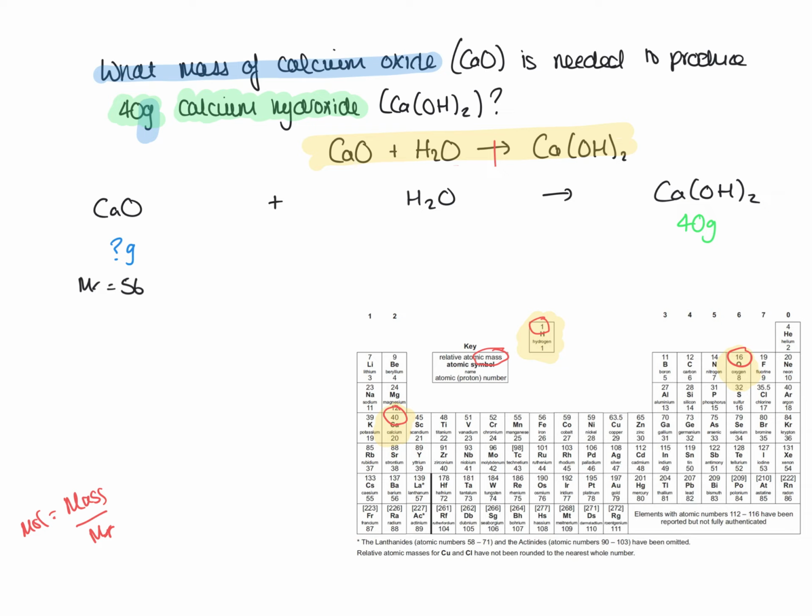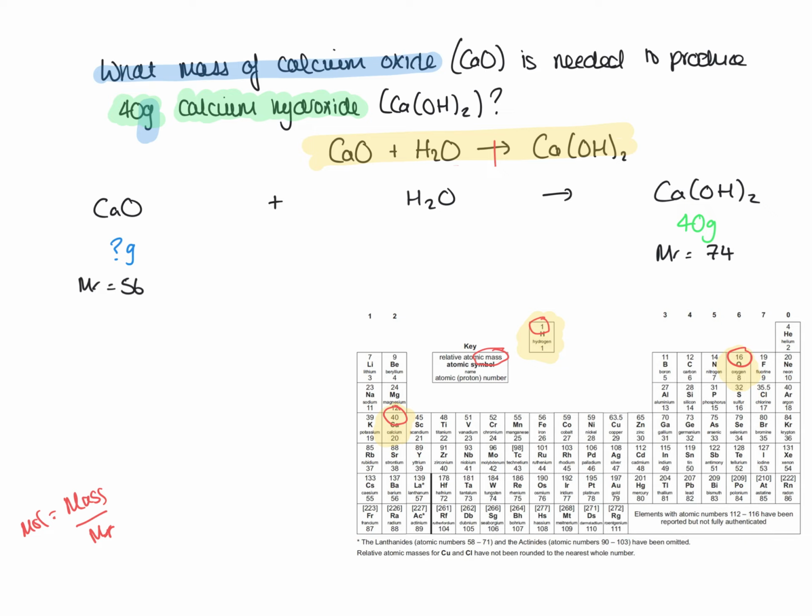Doing the same process over on the right-hand side, I've got a calcium, which is 40, and then I've got an oxygen and a hydrogen, which is a 16 and a 1, but I need to double that. So that's 17. I'm going to double that up and add that together. So my relative formula mass, my MR of calcium hydroxide, is 74.